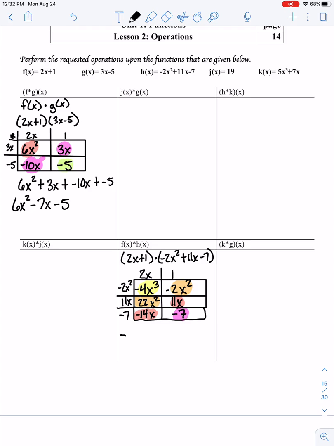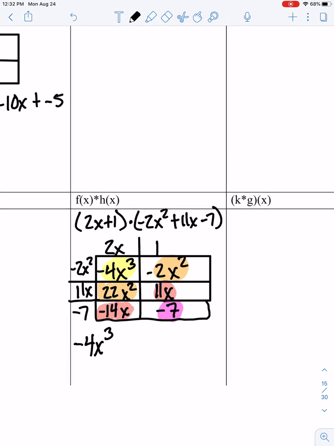Negative 4x cubed is by itself. Negative 2x squared and 22x squared, I want to add those. So 22 plus negative 2 is just 20x squared. Negative 14 plus 11 is negative 3x. And then plus negative 7 is just simply negative 7. And that should be my answer.